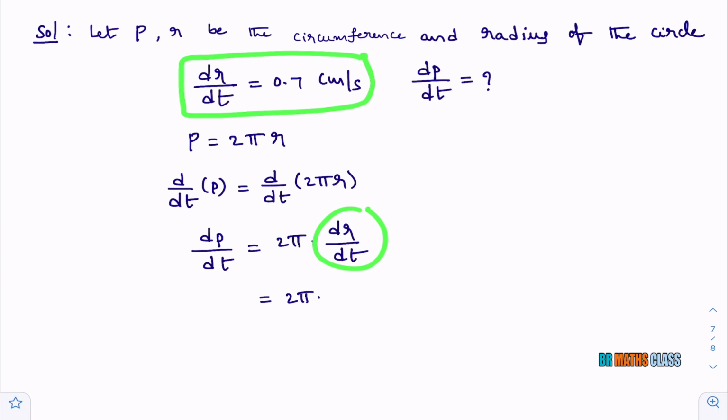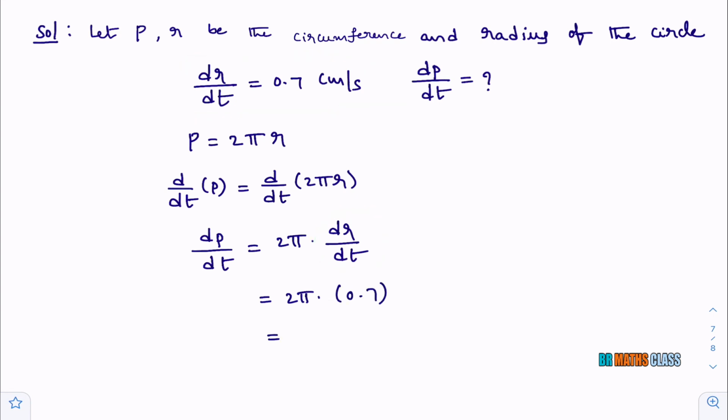dr by dt is 0.7. So in place of dr by dt, I'll write 0.7. So 2 into 0.7, that is 1.4. 1.4, I got dP by dt.